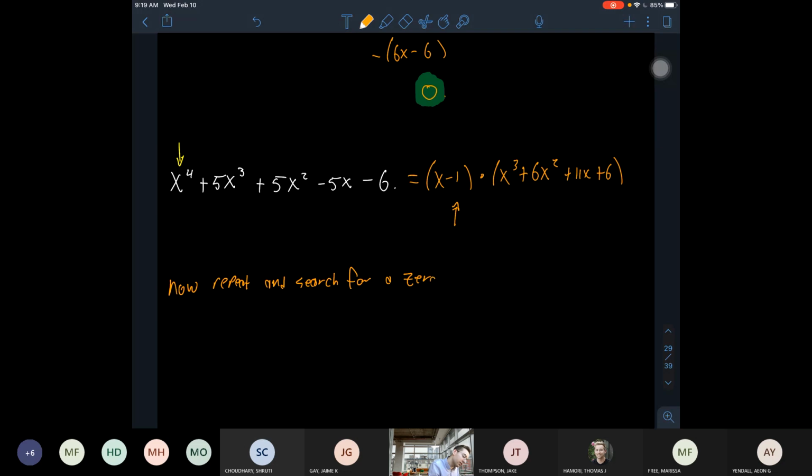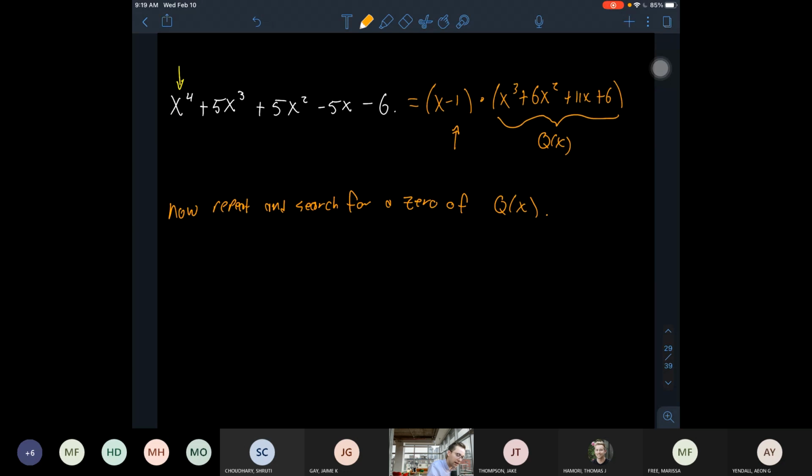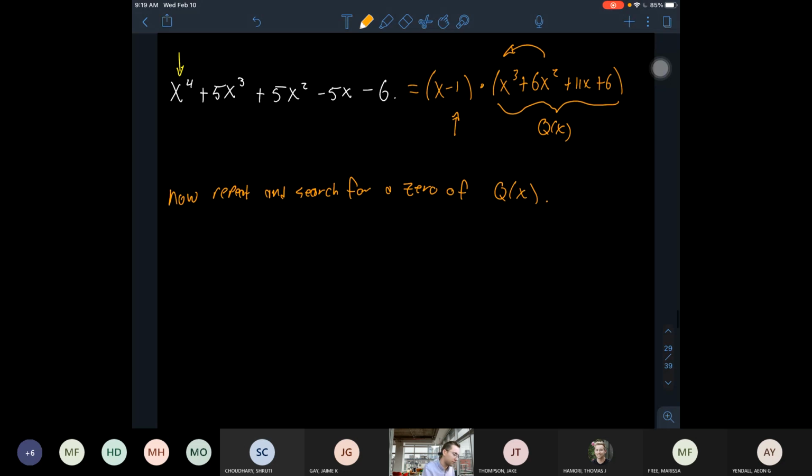By searching for a 0 of q of x. I can just keep pulling off factors from this until it looks like a quadratic, and then I can just factor as I would normally factor. That's the process here.